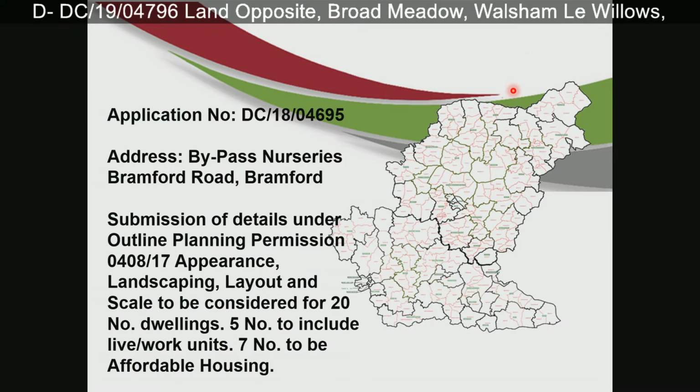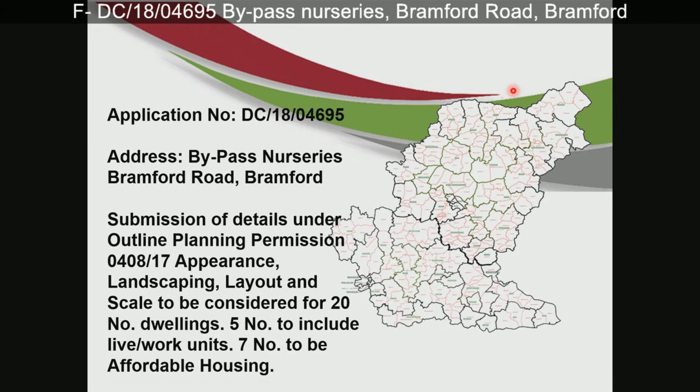Thank you. So this is a reserved matters application for 20 dwellings. So the reserved matters are appearance, landscape, layout and scale only. Access was agreed at outline stage. You will note on your tabled papers, your late papers, that there were comments from the parish council which relate to the access, but as I've stated, that was already agreed at outline stage and can't be revisited.